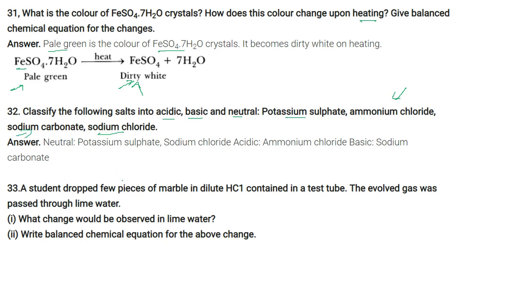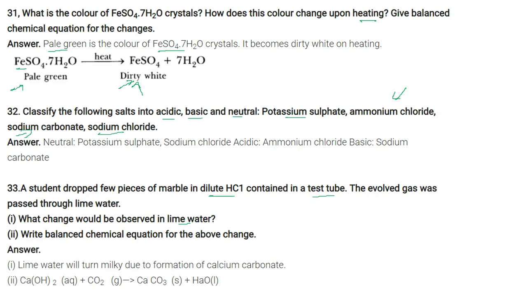A student dropped a few pieces of marble in dilute hydrochloric acid contained in a test tube. The evolved gas was passed through lime water. What change would be observed in the lime water? Write the balanced chemical equation for the above change. So first, the lime water will turn milky because of the formation of calcium carbonate, CaCO3. The second is Ca(OH)2 combined with carbon dioxide gives you CaCO3 and H2O.